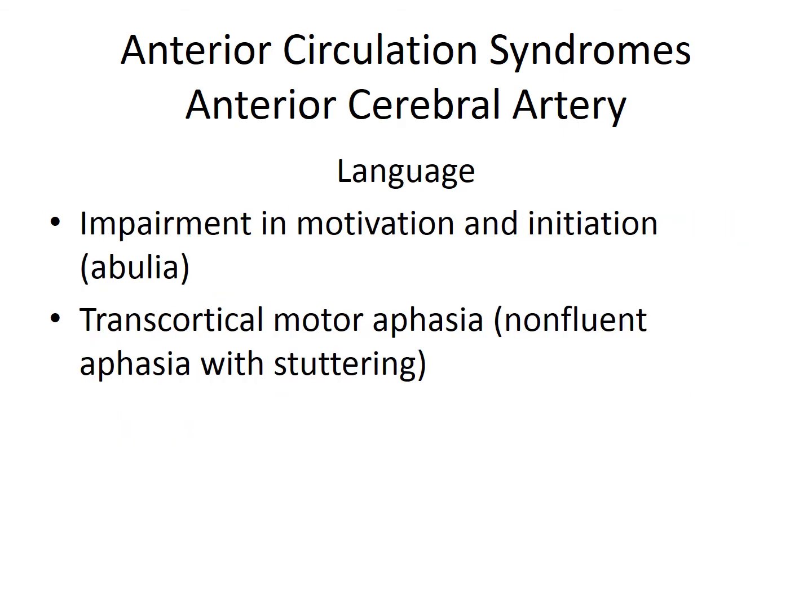From a language standpoint, we would see impairment in motivation and initiation, which is termed abulia. We would also see transcortical motor aphasia, which is called non-fluent aphasia with stuttering.